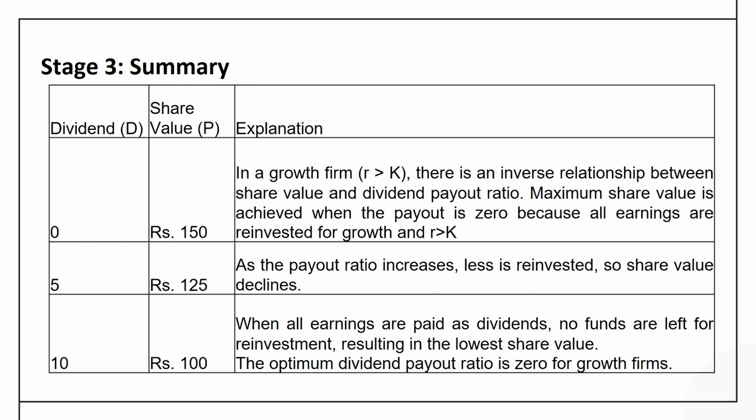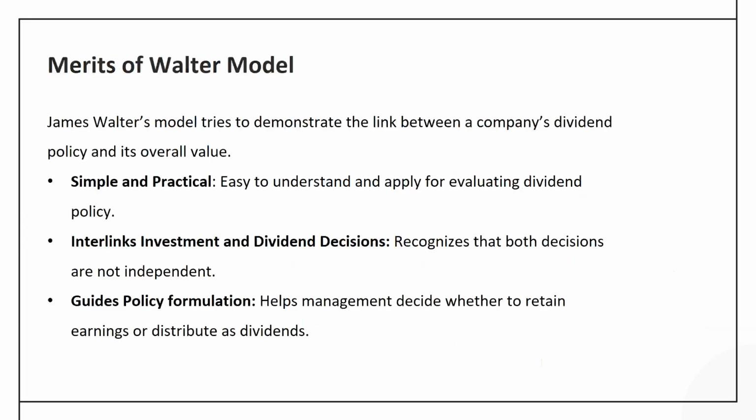Let us have a summary. Here we can see that for a growth firm, the value of rupees 150 has become rupees 100 when there was an increase in the payment of dividend, and vice versa in the case of a declining firm, whereas a normal firm remains indifferent because the cost of capital is equal to the rate of return. Now, can we evaluate the Walter model?